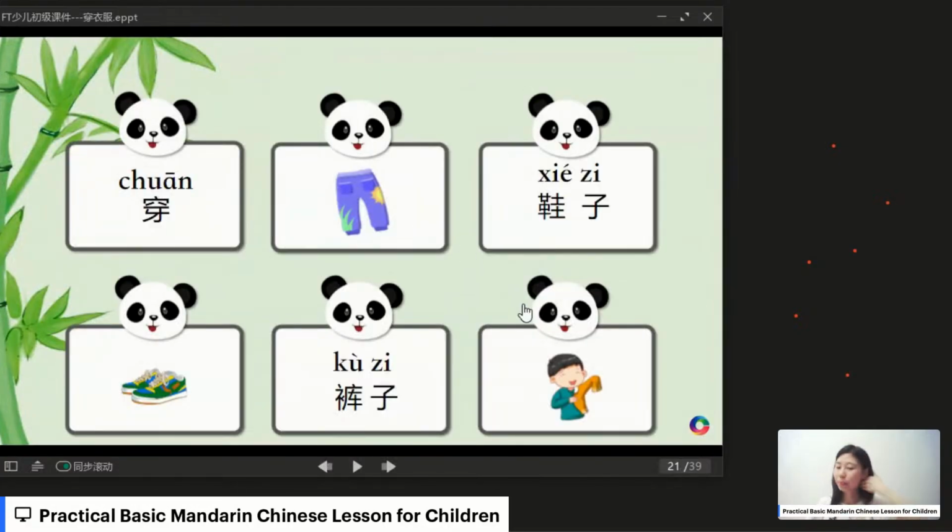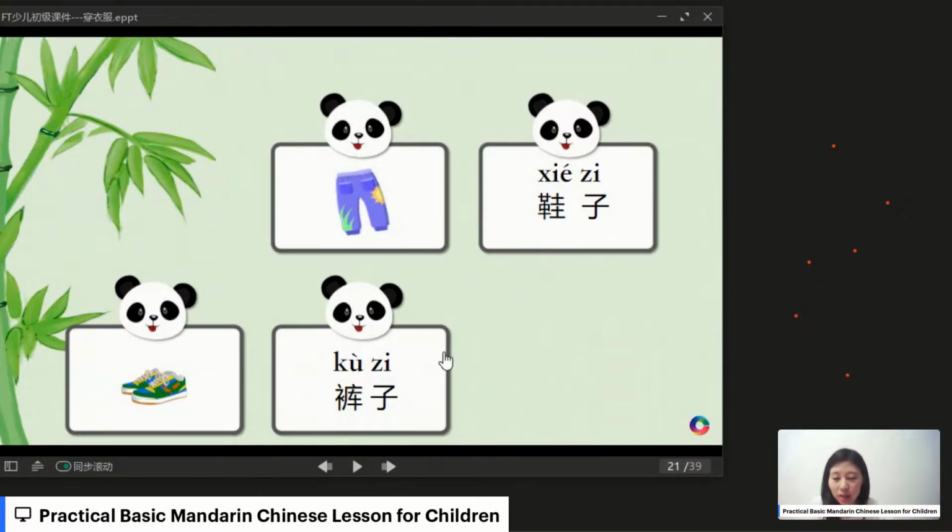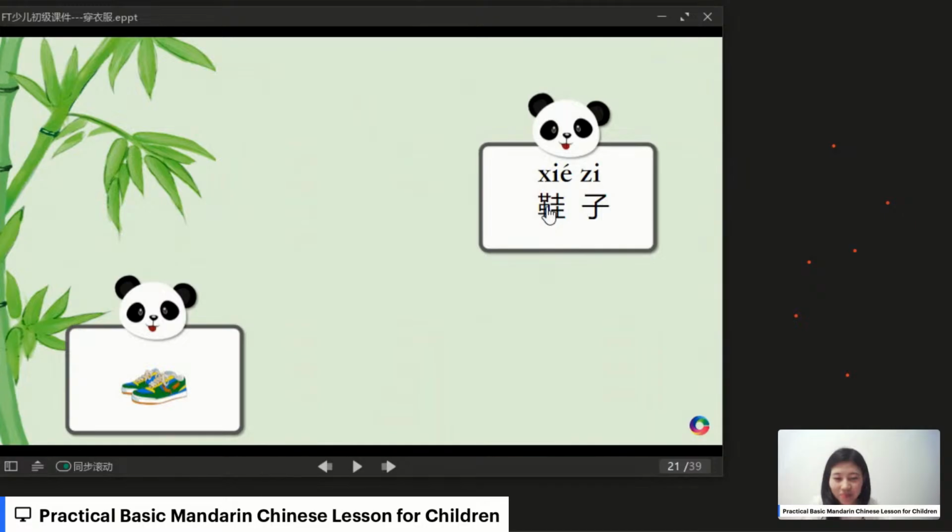So actually, we learned 3 words today, right? One is 穿, one is 鞋子, another one is 裤子. 穿, as I said before, is the verb, to wear clothes, right? 裤子, this is the pants. Next one, 鞋子, that would be the shoes.